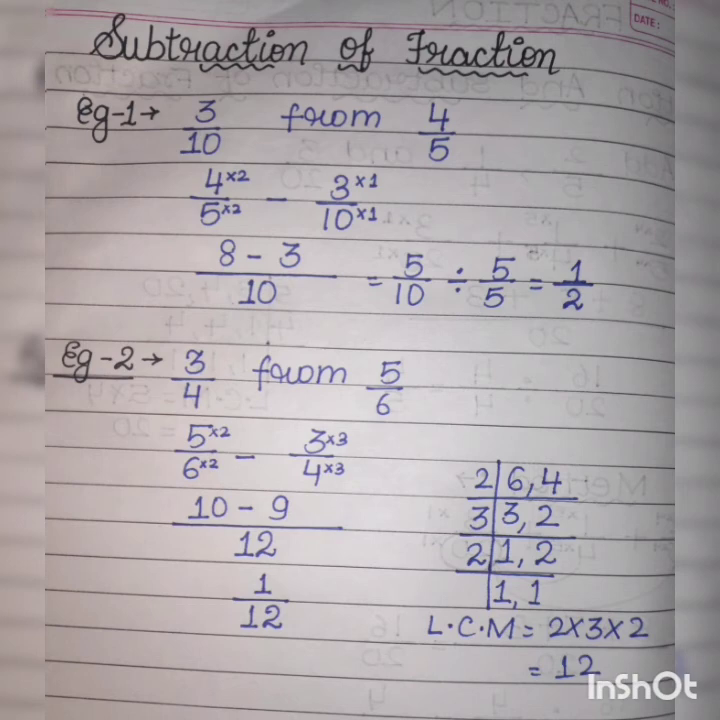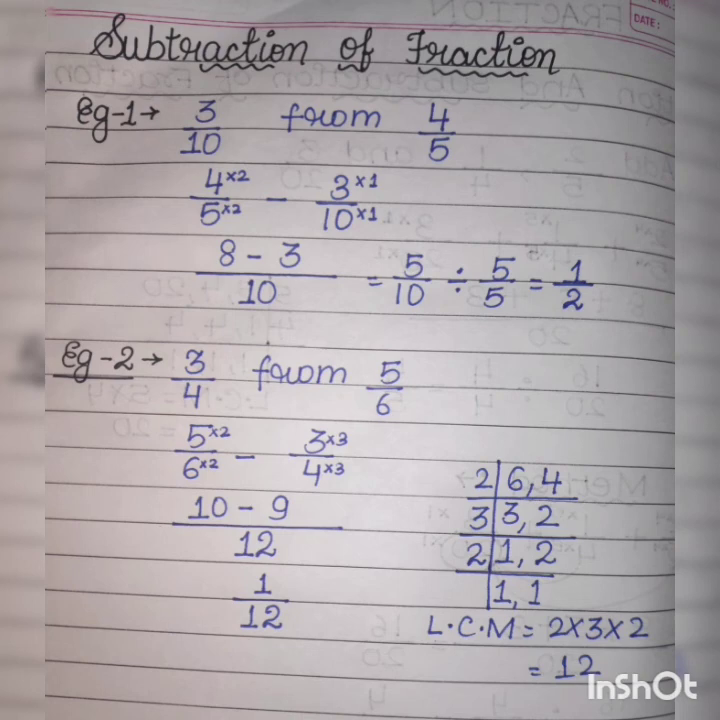Now see example number 2. We have to subtract 3 by 4 from 5 by 6. So first see which is the greatest denominator. It is 6. But here it does not come in the table of 4. So what do we have to do? We have to take out the LCM of 6 and 4. So see, after taking the LCM we get 12.